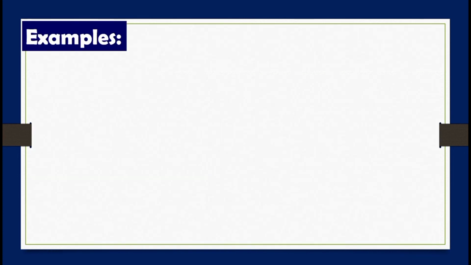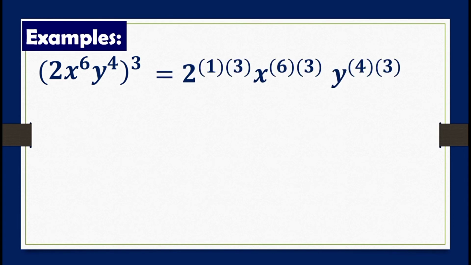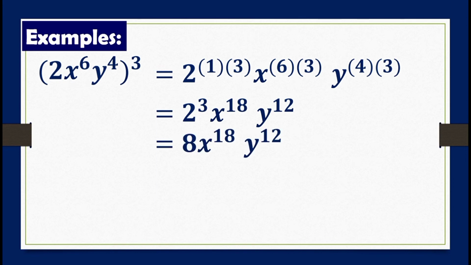For example, (2x^6 y^4)^3. In order for us to simplify the given expression, all we need to do is to multiply the exponent outside the grouping symbol to every exponent inside our grouping symbol. In this case, we will have 2 raised to 1 times 3, x raised to 6 times 3, y raised to 4 times 3. Then, let us simplify. 2 cubed x to the 18th power, y to the 12th power. Therefore, our final answer would be 8x^18 y^12.